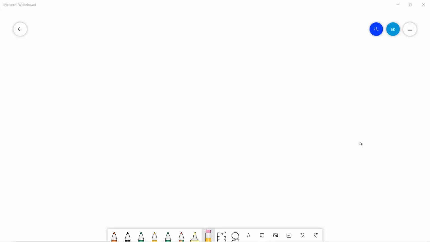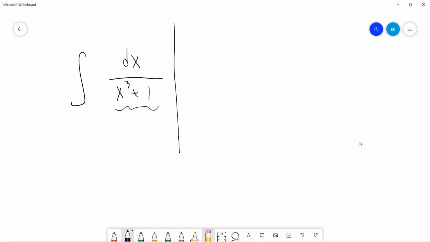Okay, welcome guys. So in this video, let's solve this integration. It's dx divided by x cubed plus 1. I think this one is very tedious in calculus, so I want to make a video recording the step-by-step of how to solve this. Okay, so let's recall the general idea.